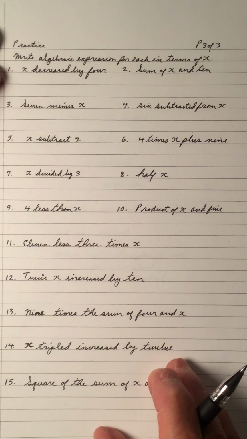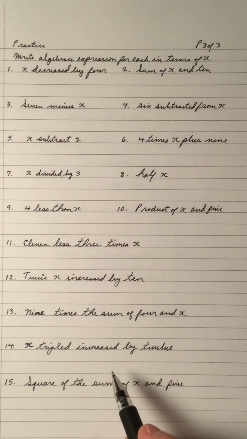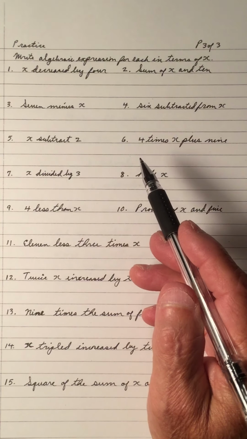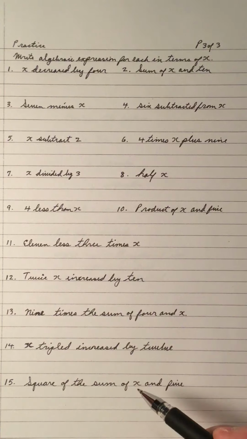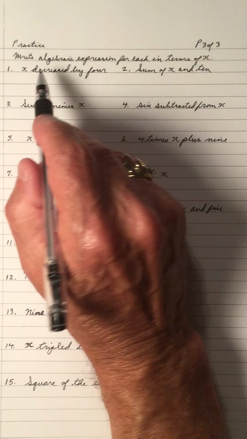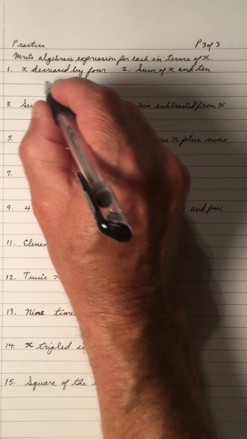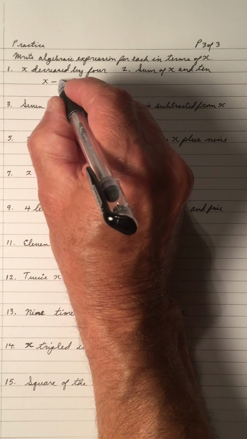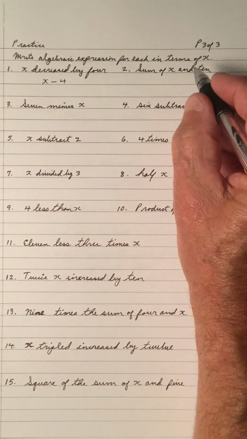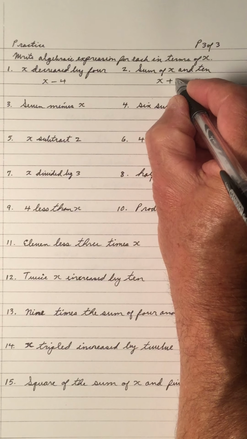Now, you practice. Practice means pause the video. You can do one at a time, or you can work all these out and then play it back to see if you're right. Here we go. Write an algebraic expression for each in terms of x. 1, x decreased by 4, so it's x minus 4. Decrease means subtract. 2, the sum of x and 10, sum is add, so it's x plus 10.